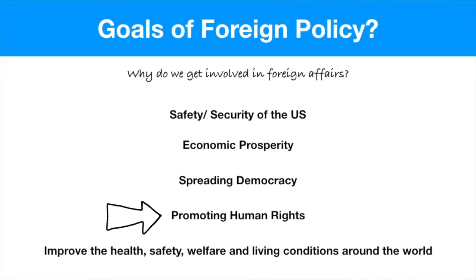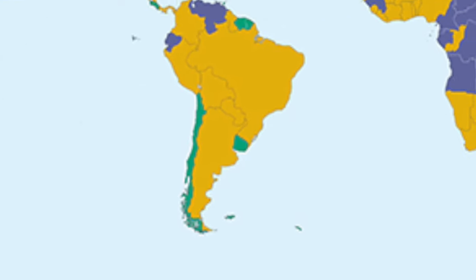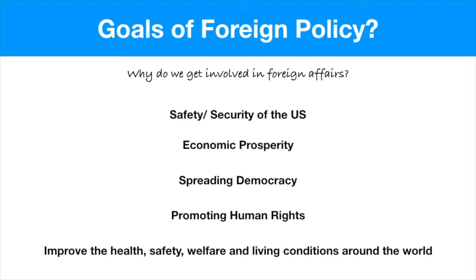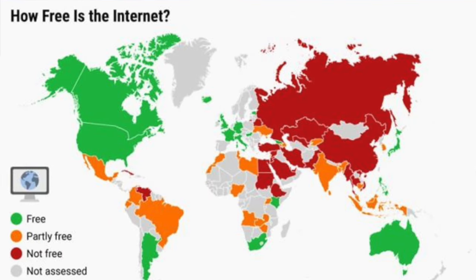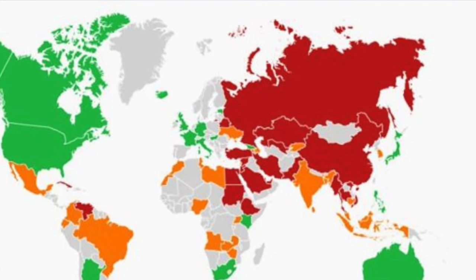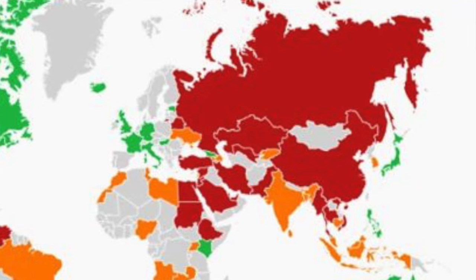Number 4 would be promoting human rights. Again, these are your freedoms that we take kind of for granted here in the United States. Many countries don't have them. And so we want to promote countries that support human rights. So if your nation is supporting free speech and freedom of the press and having voting and polling and things like that, then we are more likely to promote that nation and get involved with them in a good way.